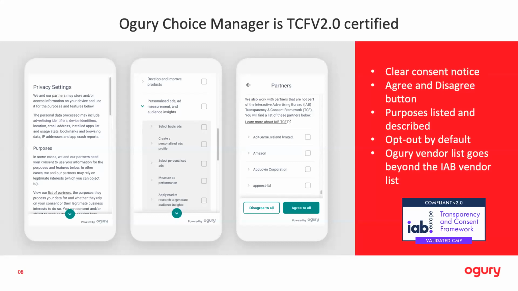So quickly about Overreach's Choice Manager. We're fully TCF2 compliant, but we also operate on a global basis. We use GDPR as the base level, ensuring that you're compliant not only with GDPR, but CCPA as well as CNIL. We provide a clear consent notice, agree and disagree buttons, easy for the users to see and make their choices, the purposes listed and described, and also the full list of partners. We go beyond the IAB vendor list of 520 partners or so. We also include the likes of Facebook in there.